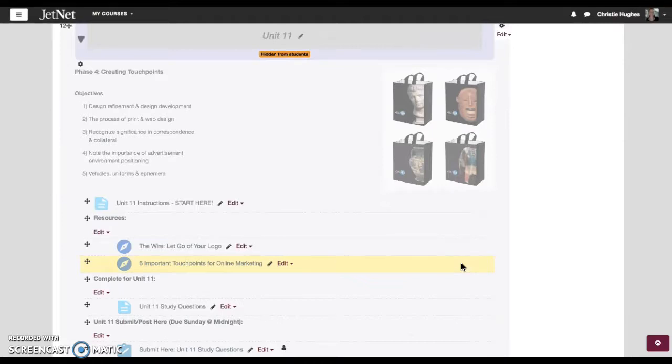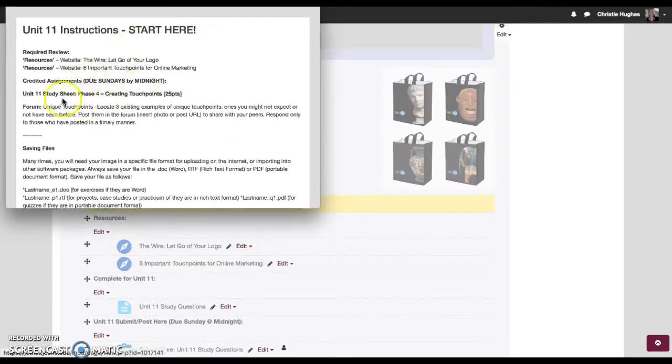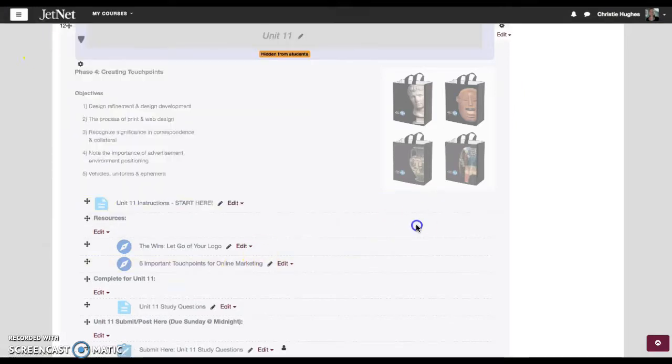This particular unit focuses on creating touch points within your textbook. The phase we'll be covering is creating touch points. So make sure that you're familiar with that aspect within your branding, designing brand identity in your book. The Wire, let go of your logo and 6 important touch points for online marketing.